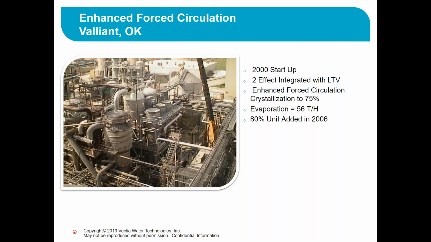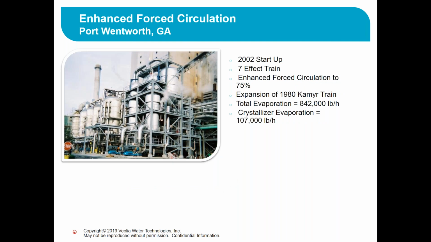Valiant, Oklahoma has several different units we've put in over the years, up to 75%, and an 80% unit added in 2006. And at Port Wentworth, we added on to a plate type unit. We did a capacity increase by converting a 6-effect train to a 7-effect train. So we got better steam economy, went to higher solids, got a capacity increase, and got much more stable operation with the forced circ unit.